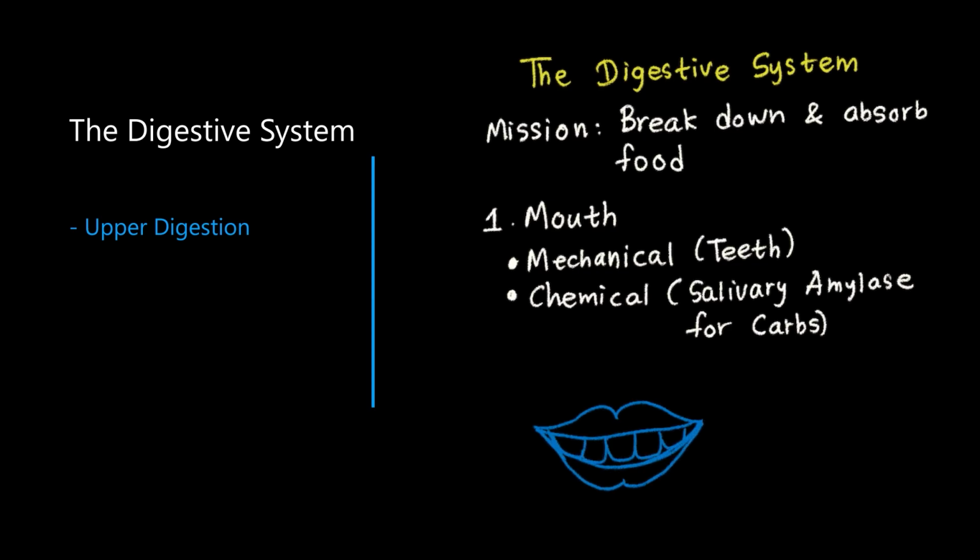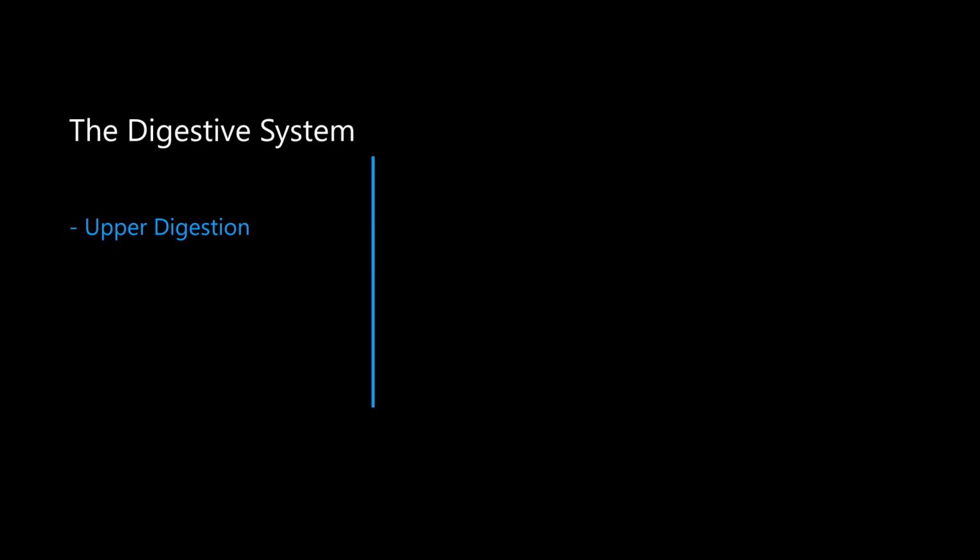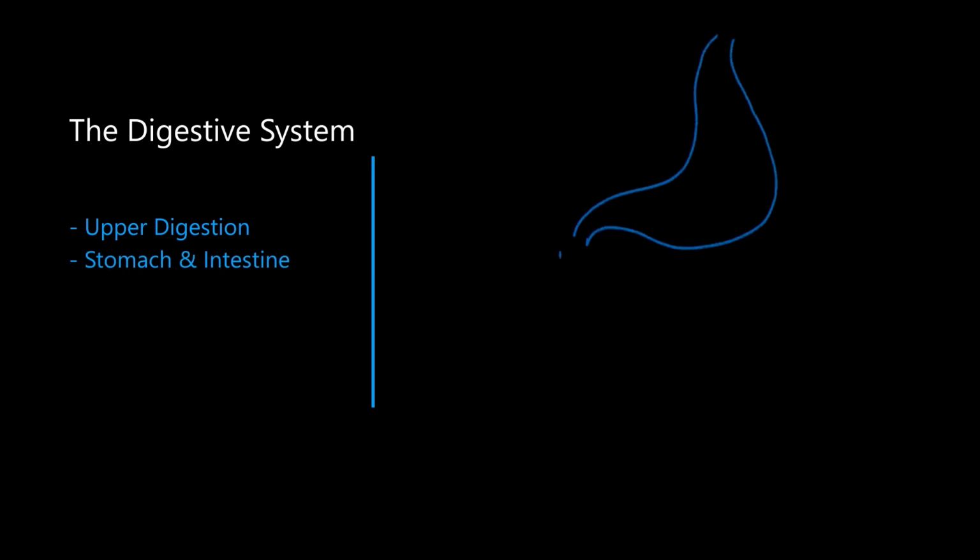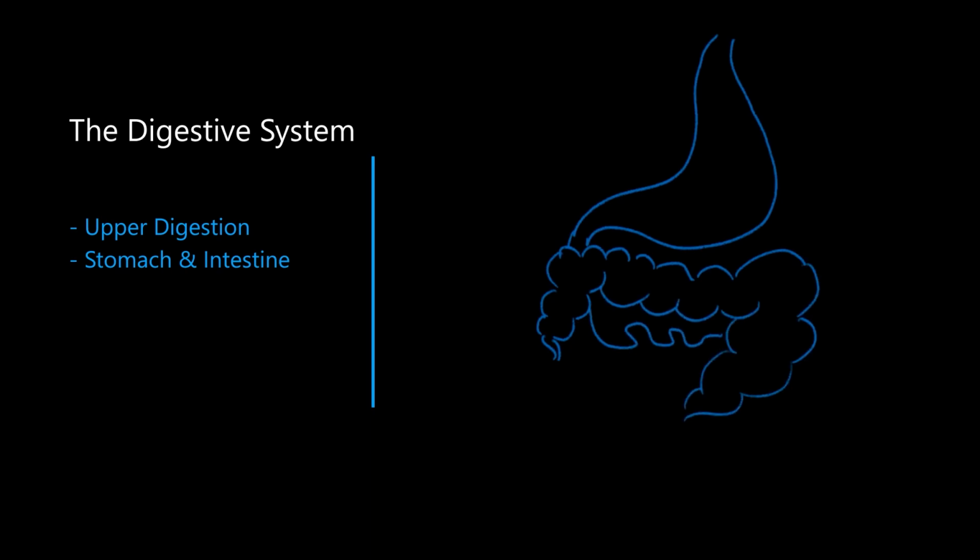Let's follow the journey of a bite of a sandwich. Ingestion happens in the mouth. Here, two types of digestion begin. Mechanical digestion happens as your teeth cut and grind the food. Chemical digestion starts as an enzyme in your saliva called salivary amylase begins breaking down carbohydrates. Once swallowed, the food, now called a bolus, travels down the esophagus, propelled by the wave-like muscle contractions of peristalsis.